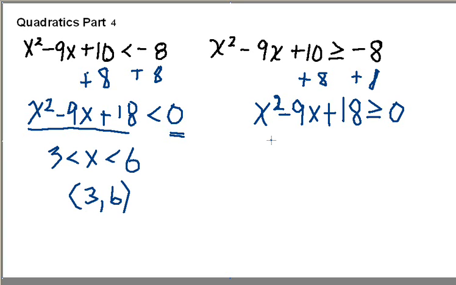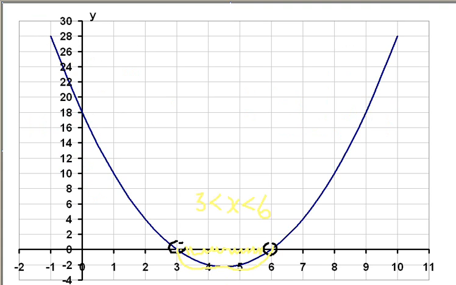The second part of this problem was, when is that quadratic, x squared minus 9x plus 18, greater than or equal to 0? Once again, let's look at our graph. We see that our quadratic is above 0, or above the x-axis, when our x value is less than 3 and when our x value is greater than 6. See here how my quadratic is above the x-axis, and over here it's above the x-axis. That is when my quadratic is above 0.